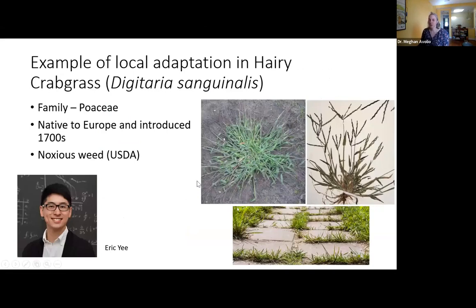Another example of this is work done by my graduate student, Eric Yee, looking at hairy crabgrass. Hairy crabgrass is a grass that's in the family Poaceae. It was introduced to the US in the 1700s, and it's a pretty noxious weed, but because it's non-native and was introduced in the 1700s across the US, it's had the same amount of time to basically locally adapt and evolve in very different cities.